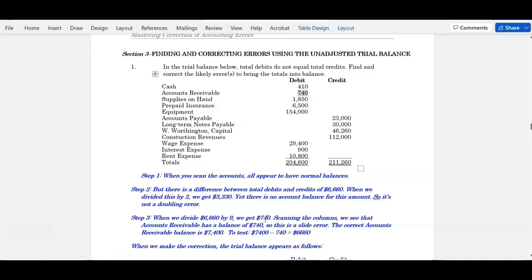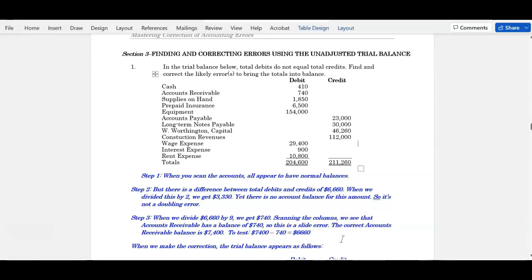See, so you find something like 740 right there. So this is a slide error. Slide error, that means the decimal has been moved either to the left or to the right. So the correct accounts receivable balance is 7,400. To test it, 7,400, that is the correct amount, minus 740 is 6,660. And that's exactly the same thing that you find as a difference of those two numbers at the bottom.